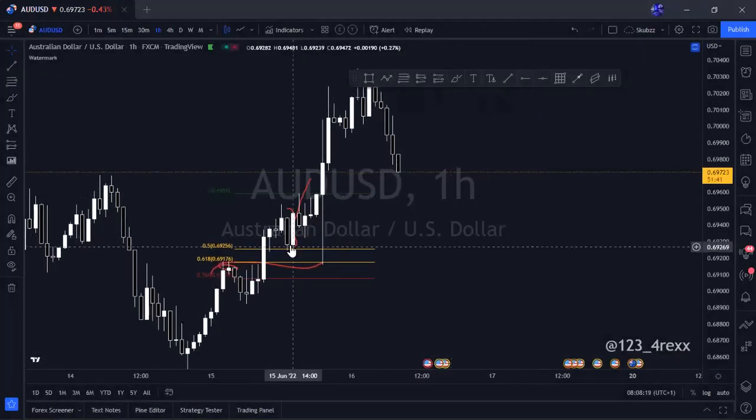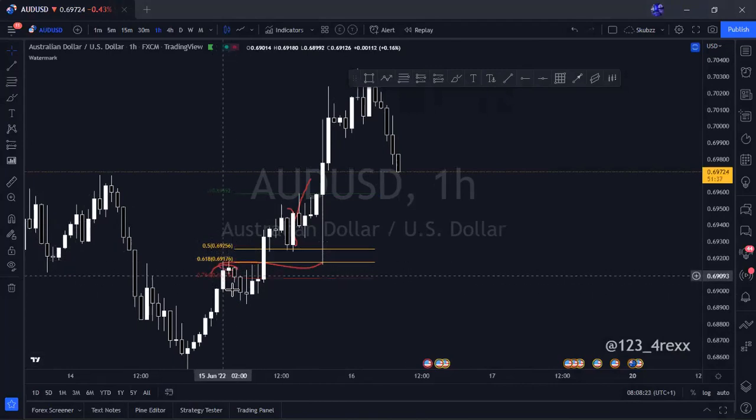But you guys too can observe it. Anytime you have a setup like this before news, you can basically just enter aggressively at your point of interest.